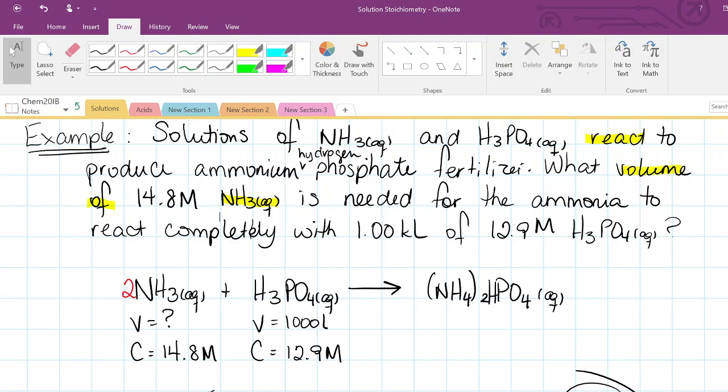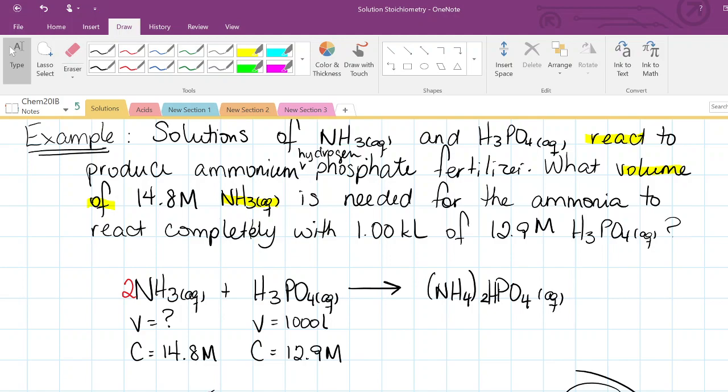And now I'm going to fill in the blanks as I'm reading. So they say, what volume of ammonia? First thing I write down is volume, my question mark, underneath the ammonia solution. And right away they've told me that the concentration is 14.8 molar, or 14.8 moles per liter. Remember that capital M unit refers to moles per liter as well. So I write that underneath the ammonia. 14.8 molar ammonia is needed for the ammonia to completely react with 1 kiloliter. Write that down. I'm probably going to need it in liters, so I put it as 1 liter, and I know that because I'm dealing with moles per liter.